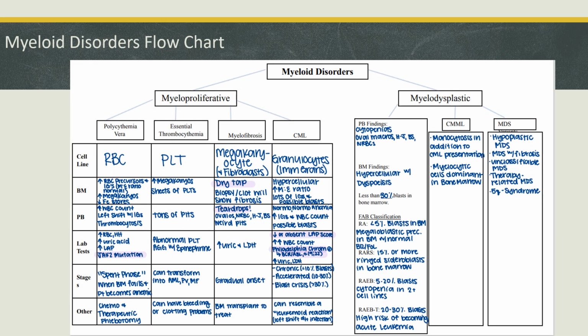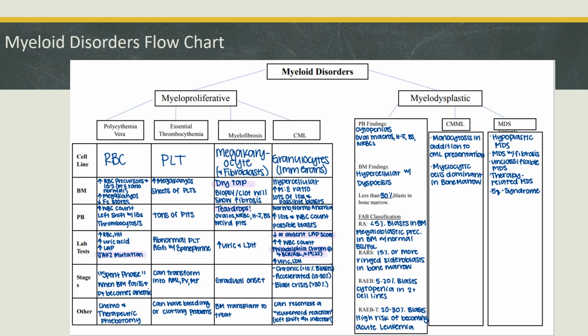Okay, we are moving right along. So our next flowchart deals with myeloid disorders. Our myeloid disorders come in two flavors. Neither one of them are particularly wonderful flavors, but let's talk about the first one.